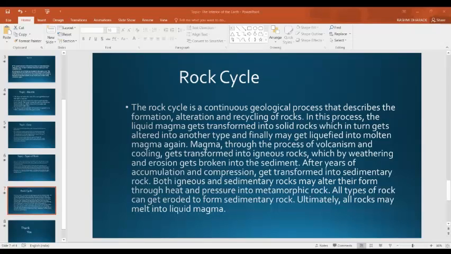Magma, through the process of volcanism and cooling, gets transformed into igneous rocks, which by weathering and erosion get broken into sediment. After years of accumulation and compression, it gets transformed into sedimentary rock. Both igneous and sedimentary rocks may alter their form through heat and pressure into metamorphic rocks. All types of rock can get eroded to form sedimentary rock. Ultimately, all rocks may melt into liquid magma again.